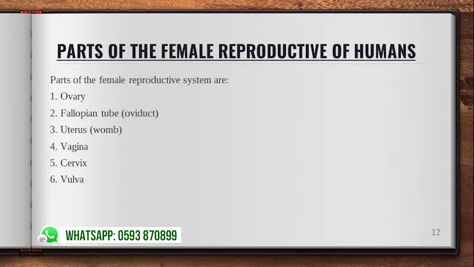Parts of the female reproductive system are 1, ovary. 2, fallopian tube, also known as oviduct. 3, uterus or womb. 4, vagina. 5, cervix. And 6, vulva. I know some of you are having some smiles drawn on your faces because of the parts we've mentioned so far.